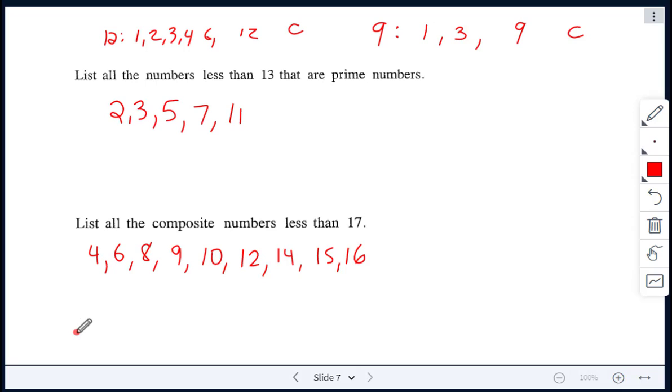All right, so we were here listing all the numbers less than 17 that were composites. We made our list here: 4, 6, 8, 9, 10, 12, 14, 15, and 16. And just here were the prime numbers that were less than 13, so 2, 3, 5, 7, and 11.